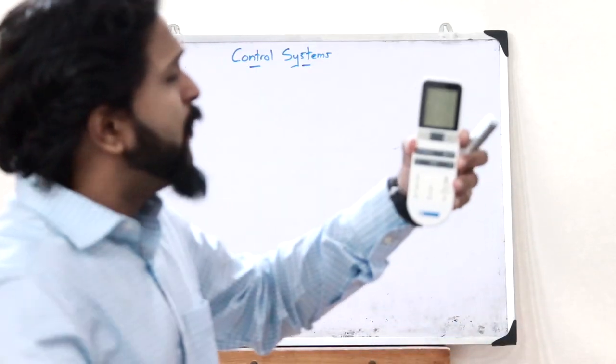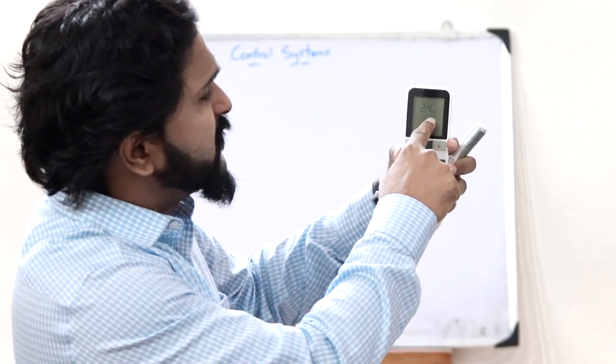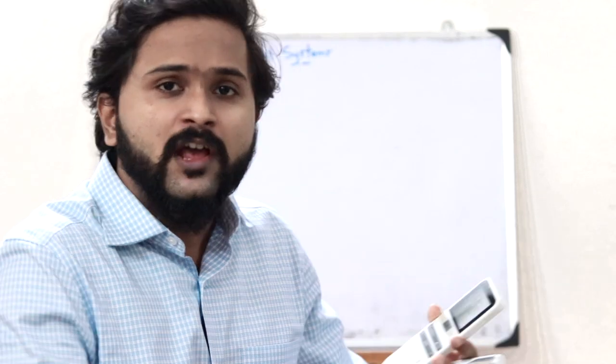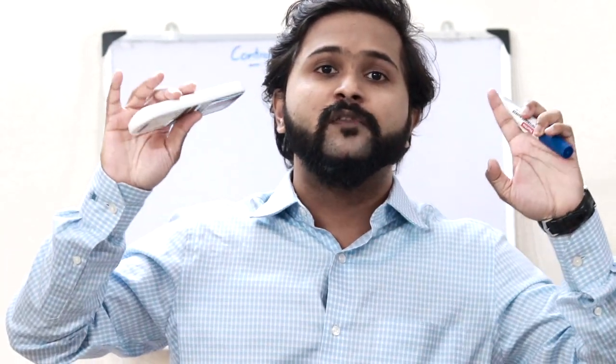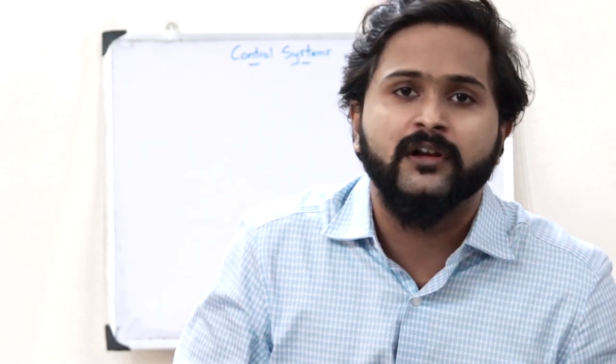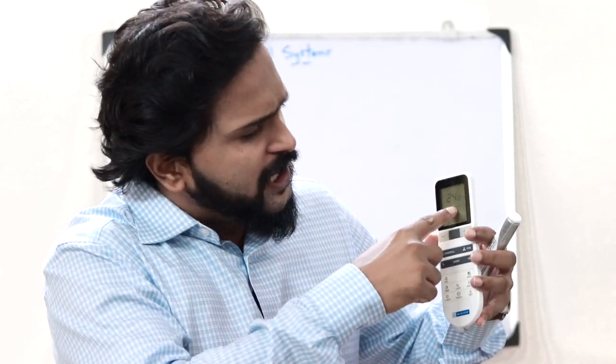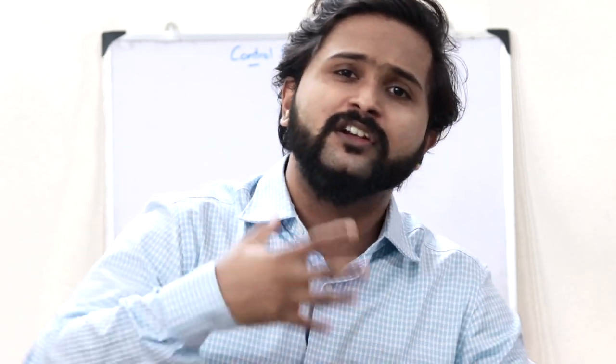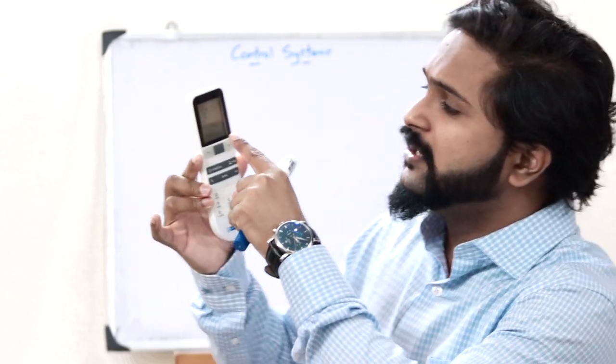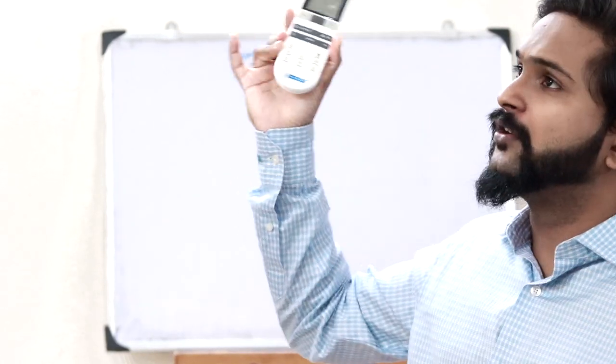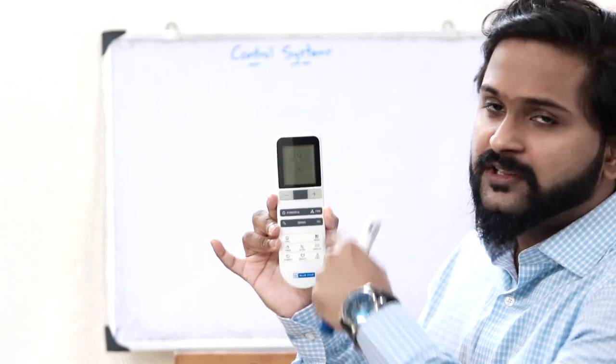Another example is your air conditioner device. Here, with the help of your remote, you set the temperature to whatever desired temperature that you want. Then your room will be set to that particular temperature. If this controlling element was not there, the air conditioner will just randomly keep cooling the room until whatever temperature it can. We are not controlling it, but with the help of this particular controlling device, we can actually control the conditioning of the surroundings to whatever temperature that we want.